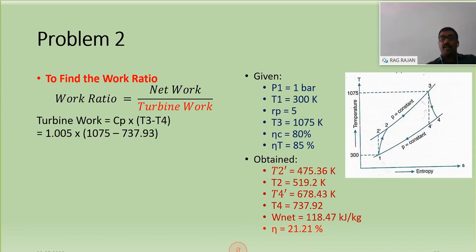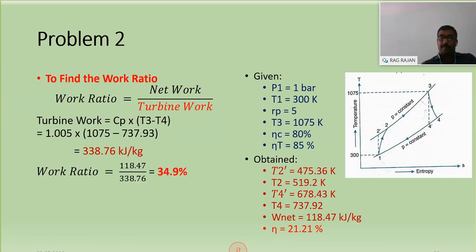Now the work ratio, that is the last point we have to find out. Work ratio is the net work divided by the turbine work. Already you have net work, so the only thing you have to find out is the turbine work. That is also very simple: Cp into (T3 minus T4), T3 minus T4, not T4 dash. So using that, you will get 338.76 kilojoule per kilogram.